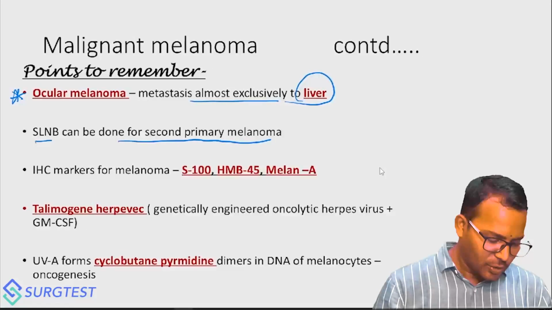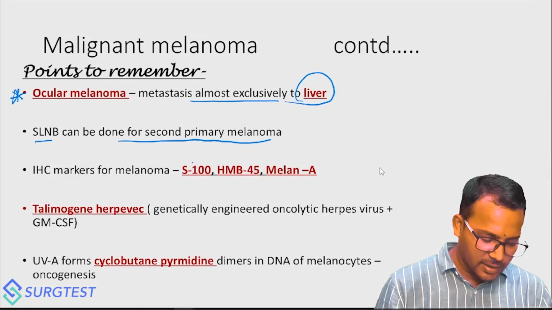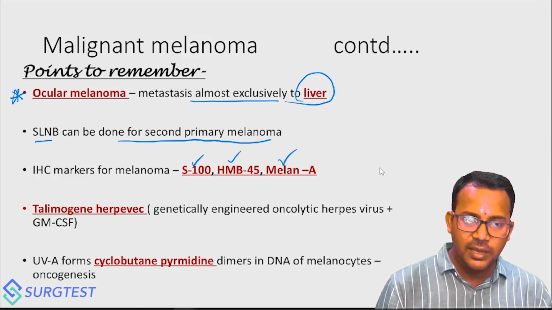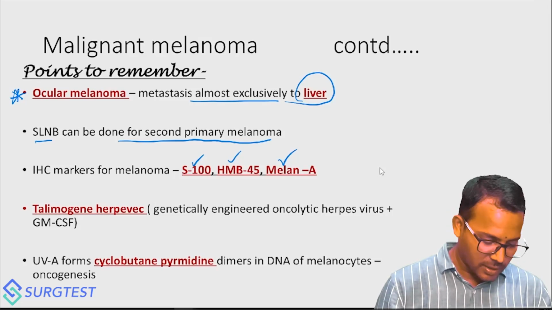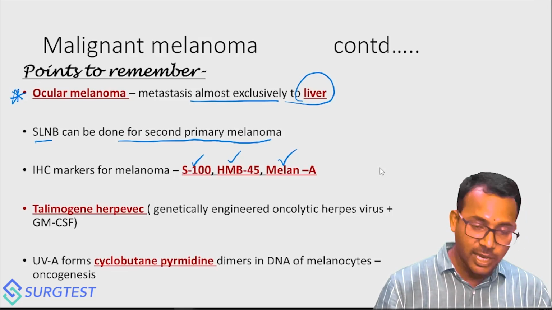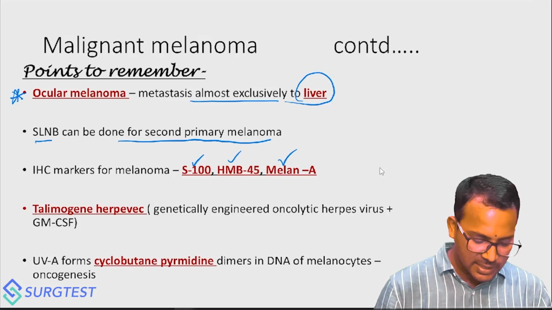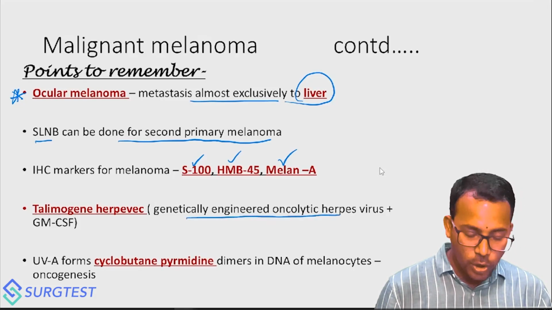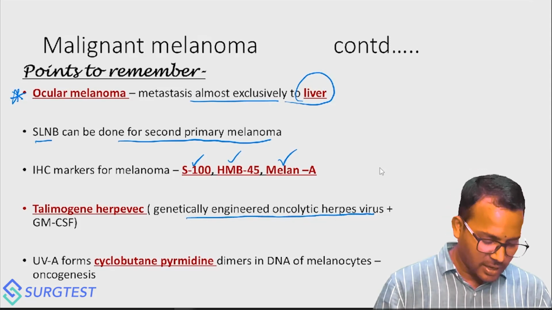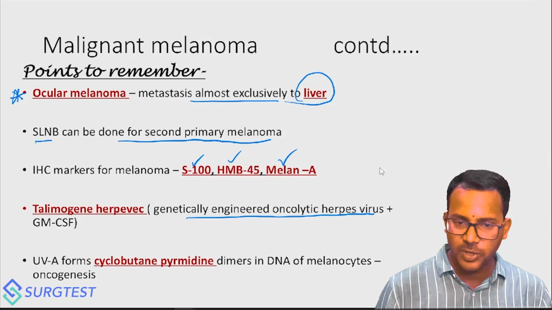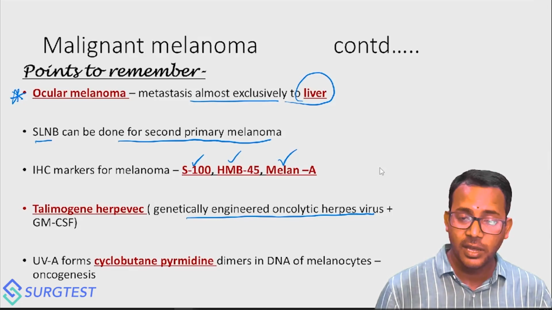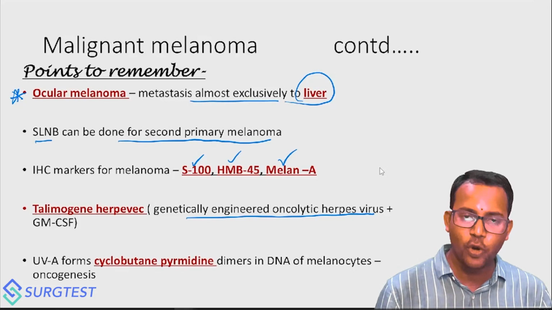Okay. Then you have something called the IHC markers for melanoma. You see, S100, HMB45, Melan A. So these are the IHC markers for melanoma. Okay, and I have told you something regarding your talimogene laherparepvec. You see, talimogene laherparepvec is a genetically engineered oncolytic herpes virus with granulocyte monocyte colony stimulating factor. So basically, these are the oncolytic herpes virus which have been genetically engineered, which go and kill the melanomatous cells. Okay.